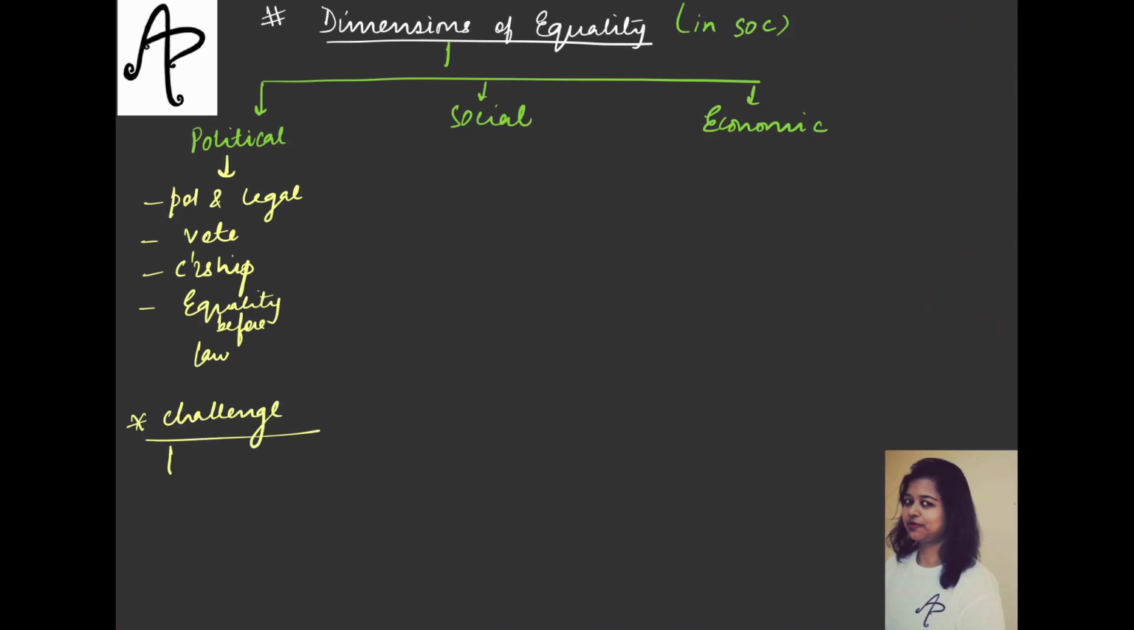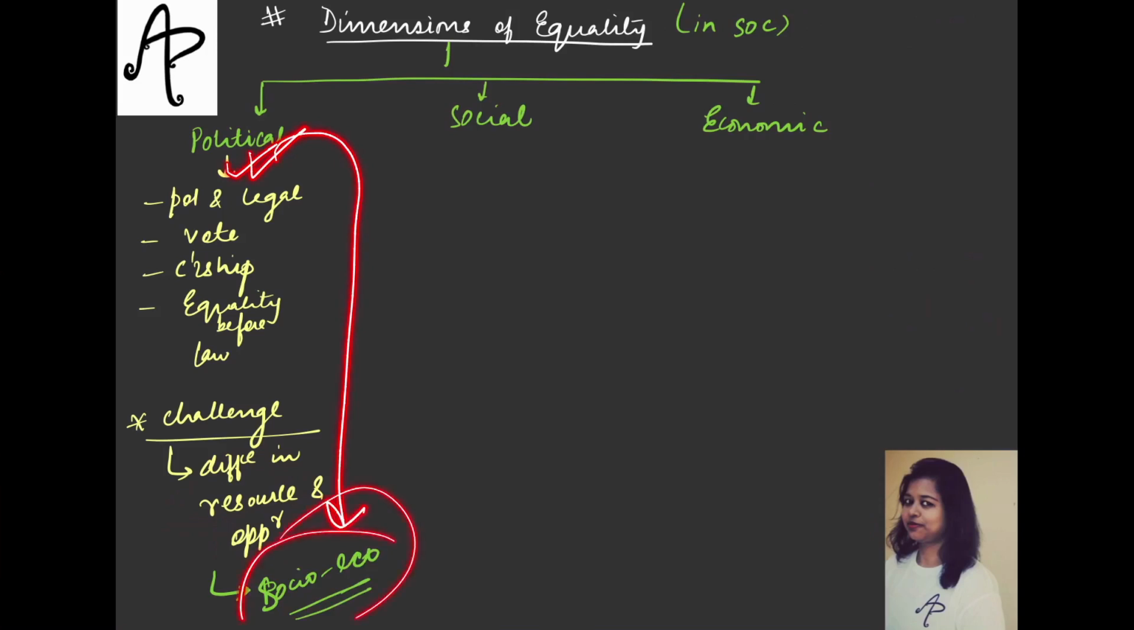Why? Despite this idea existing, we do have differences in resource and opportunity. Not everybody gets equal resources, not everybody gets equal opportunity, which creates a problem in assuring the socio-economic equality. So despite having political equality, it is not able to contribute much to the other equalities or the other dimensions of equality, because we have the challenges associated.